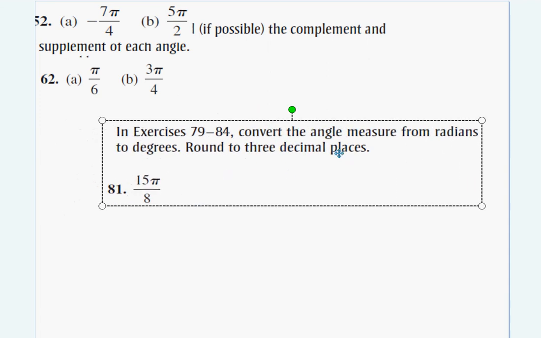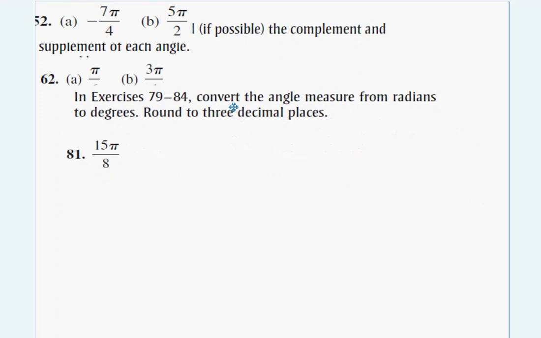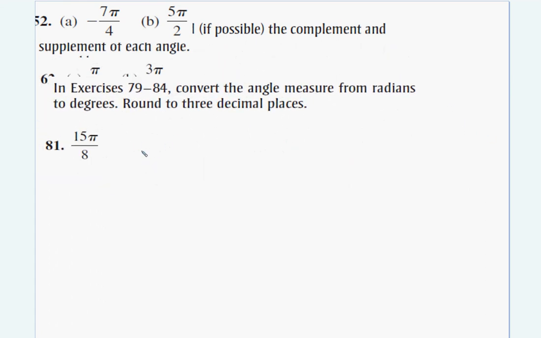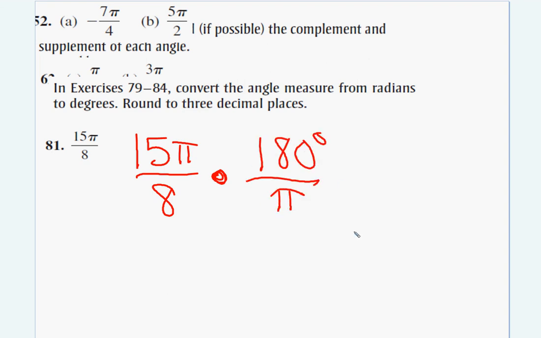This one, convert the angle measure from radians to degrees, round to 3 places. So here's the angle they gave us, 15 pi over 8 radians. Because we've got a pi up here, our fraction will have pi in the denominator, 180 in the numerator. So the pi's are going to cancel, the radians are going to cancel, and it looks like we just have to multiply straight across.